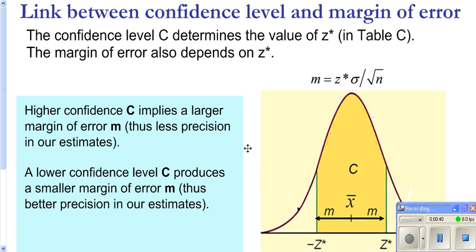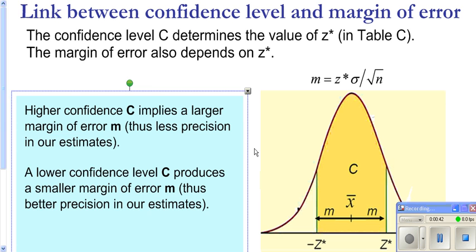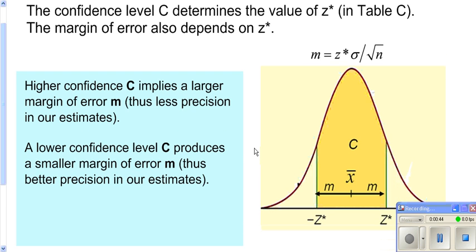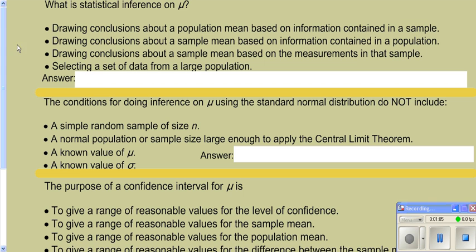And that's what we're trying to get to talking about this slide here. A higher confidence level is a higher margin of error. So you have a less precise estimate because you need to be wider to try to have a better chance of capturing the true mean. A lower confidence level means you have a smaller margin of error. So let's go ahead and take a look at these questions.